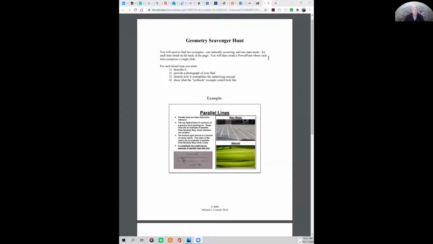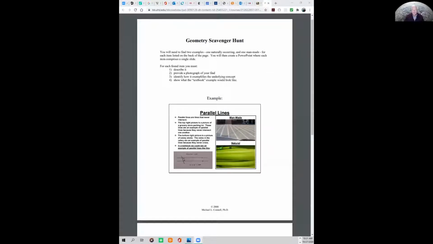Since the geometry PowerPoint is one of our major assignments for the class, I want to make sure I go over it with you in case there's any questions or concerns that we can address now. First of all, the assignment itself, when we take a look at it, is fairly straightforward.